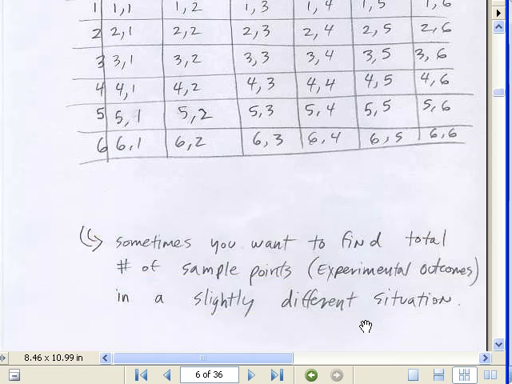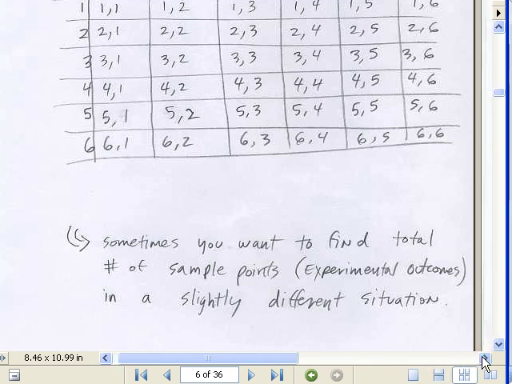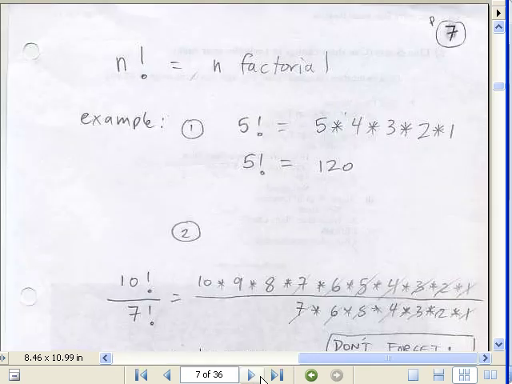Now, sometimes you want to find the total number of sample points, experimental outcomes, in a slightly different situation. But before we get to that, we need to remind ourselves of two things. All of us took algebra, so we know n exclamation point doesn't mean that the n is really excited. It means factorial. 5 factorial means 5 times 4 times 3 times 2 times 1. Boom, that's how you do it.